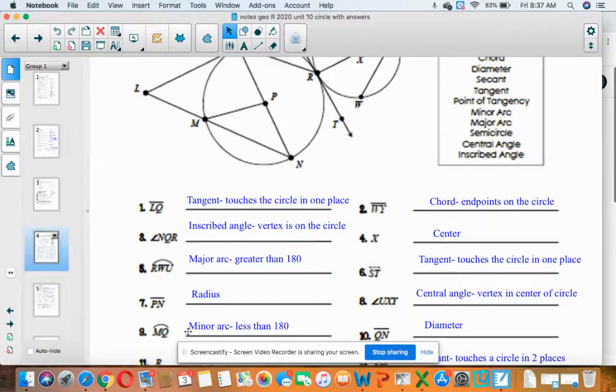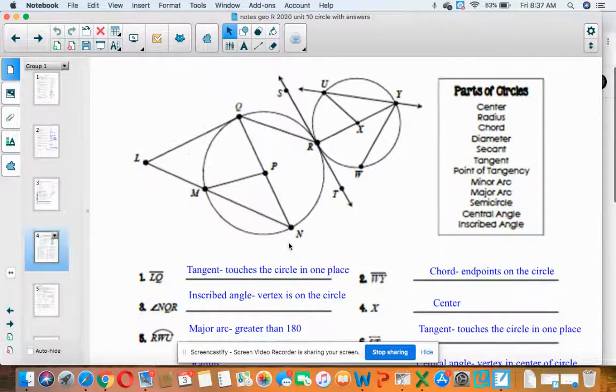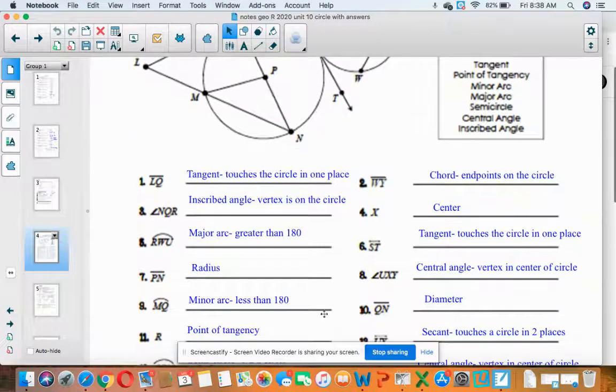Arc MQ is a minor arc because it's less than 180. Let's just look for MQ up here. So here's M, here's Q, so I'm going this way. If it's a minor arc, it can have just 2 letters. A major arc always has to have 3 letters. So MQ is a minor arc. It's less than 180 degrees.